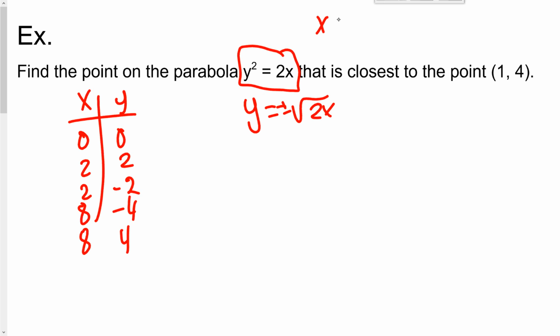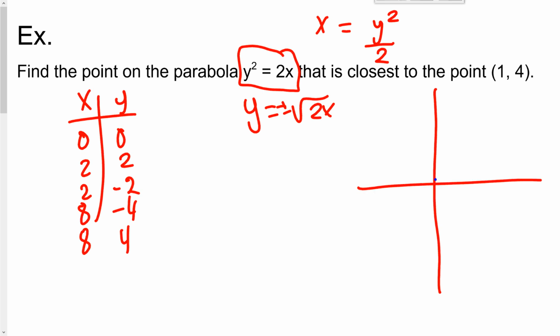Or I could solve this for x, just divide by 2, and then do the same thing. I could plug in y values. Plug in 0, I still get 0 for x. I plug in 1, I get 1/2 for x. I plug in 2, I get 2. So the same thing. I have this sideways parabola, because it's a square root function. So 0, 0, 2, 2, and negative 2, and 8, 4, and negative 4. So it looks something like this. And then I have this point, 1, 4.